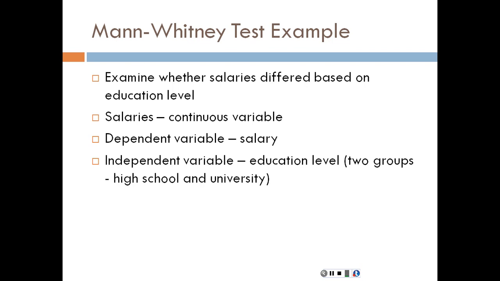So my independent variable would be education level, and within education level I would have two groups: high school and university. I want to compare those people whose highest level of education was high school, what is their salary compared to someone who completed university education, who completed their 4-year degree, for instance? Is there a significant difference between those two salaries?